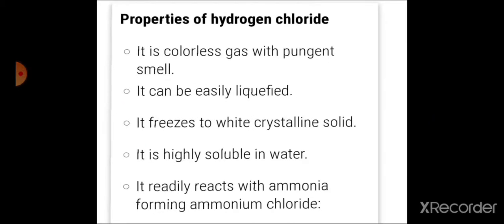Then the properties of hydrogen chloride. It is a colorless, pungent-smelling gas. It can be easily liquefied to a colorless liquid. The boiling point of hydrogen chloride is 189 Kelvin and it freezes to a white crystalline solid. The melting point of HCl is 159 Kelvin. It is highly soluble in water. It readily reacts with ammonia forming ammonium chloride. These are some of the properties of hydrogen chloride.